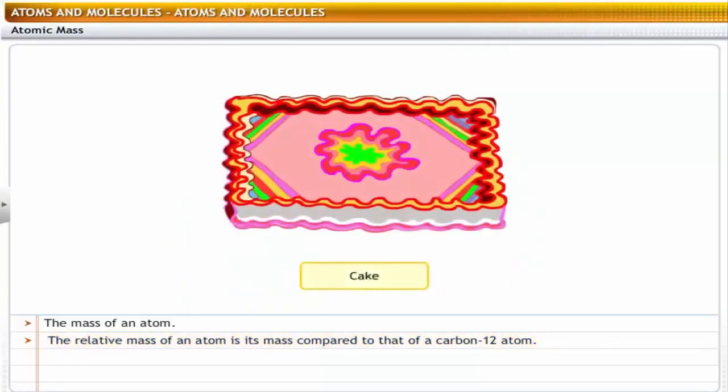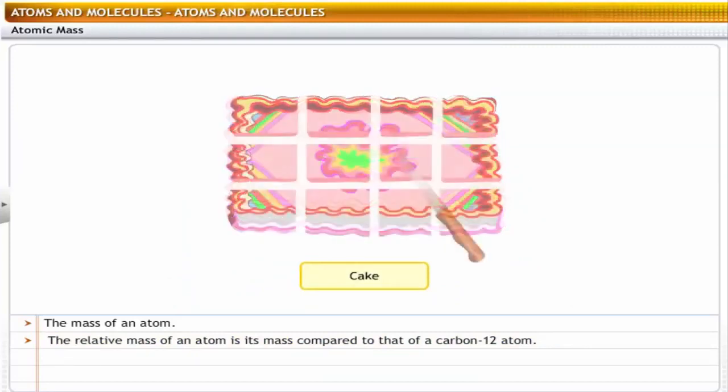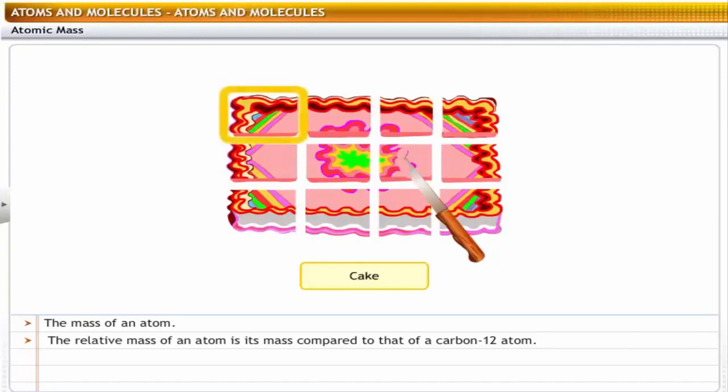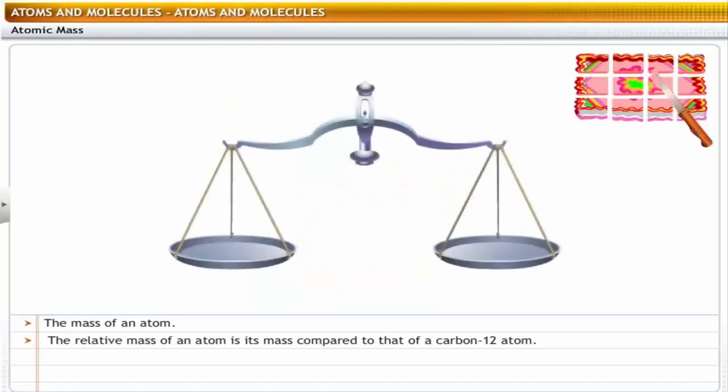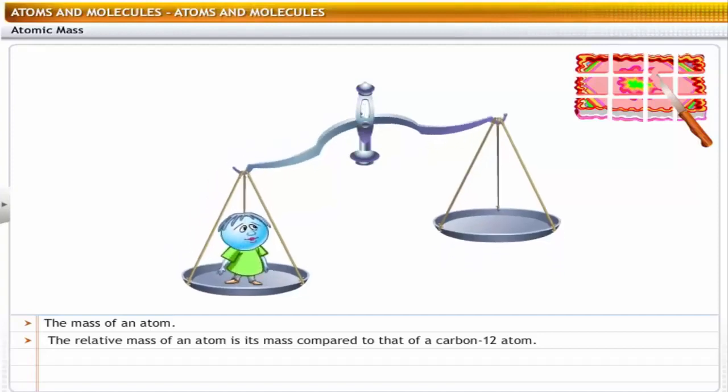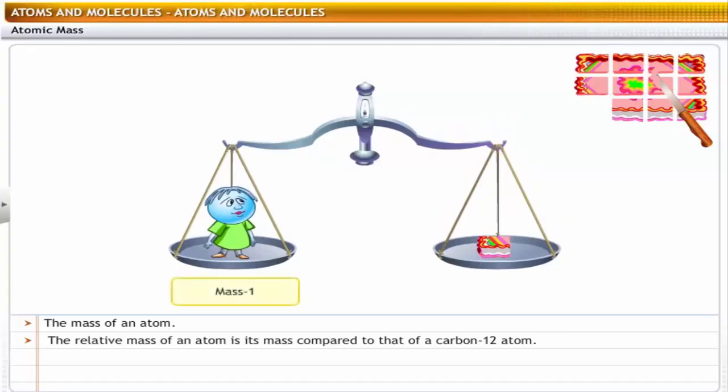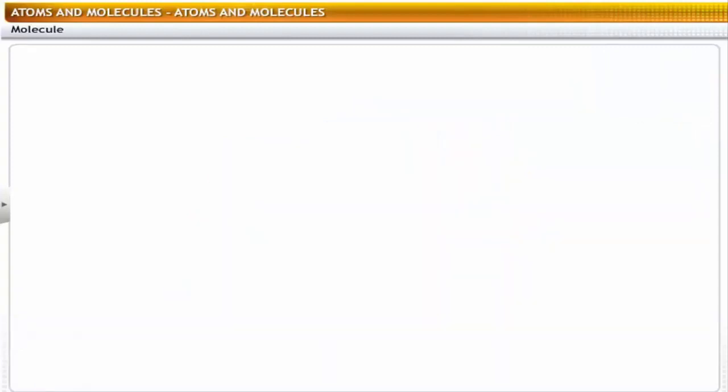For example, in a bakery, if a cake is cut into 12 equal pieces, he is able to find the mass of each confectionery item relative to the mass of a single piece of cake. Now, he sells the confectionery by relative confectionery mass unit. Similarly, the relative atomic mass of the atom of an element is defined as the average mass of the atom as compared to 1/12 the mass of one C-12 atom.